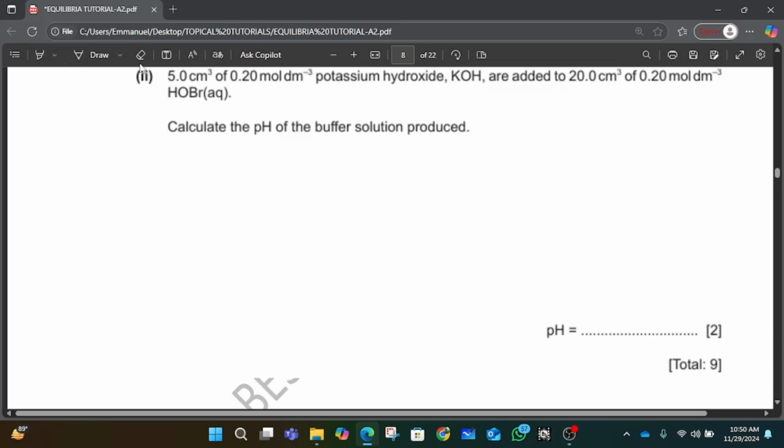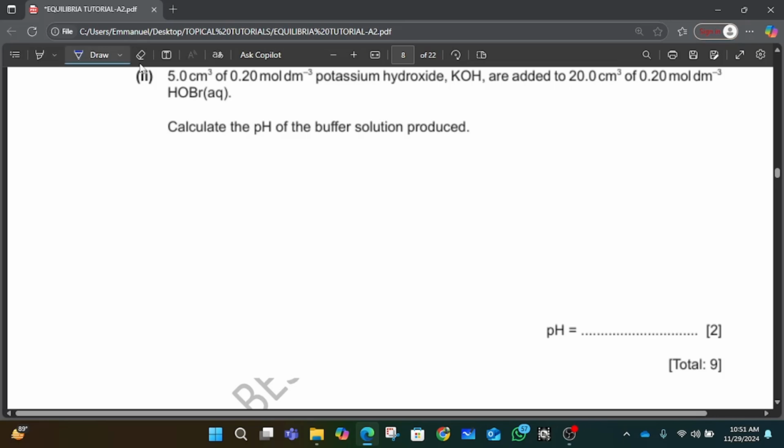5.0 centimeter cube of 0.20 mole per decimeter cube potassium hydroxide, KOH, are added to 20.0 centimeter cube of 0.20 mole per decimeter cube HOBr aqueous. Calculate the pH of the buffer solution produced.